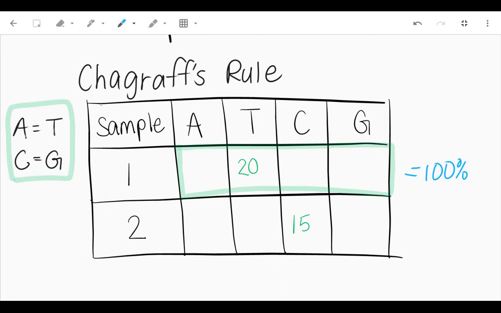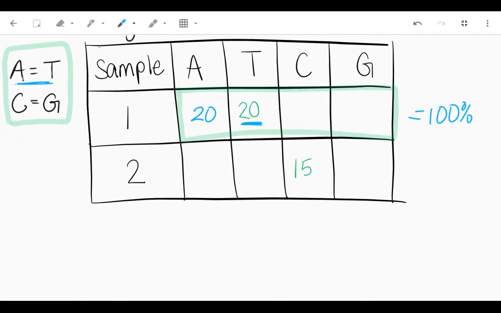So let's go through and look at these. It's telling us that there's 20% thymine. We know since thymine and adenine bind together, that must mean that there's also 20% of adenine. And since this is a percentage and all of these numbers need to add up to 100, we can do a little bit of math to figure out how much cytosine and guanine there is. So let's do that together. We're going to take our two 20% for adenine and thymine and add them up. That gives us 40% total for those base pairs.